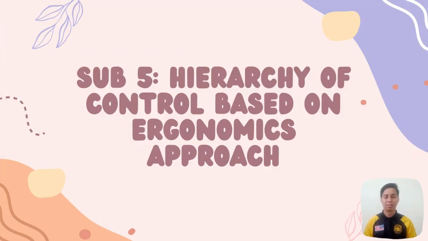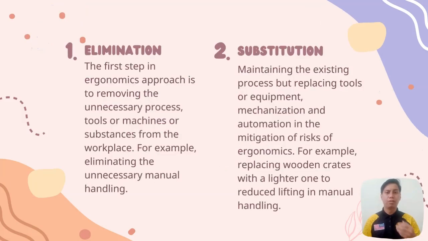Assalamualaikum warahmatullahi wabarakatuh. Next, we will go through our fifth subtopic, which is hierarchy of control based on the ergonomics approach. The first step in the hierarchy, which we need to focus on, is elimination, which means to remove the unnecessary process, tools, machine, or substance from the workplace. Next is substitution, which is also known as replacing tools or equipment to mitigate the risk of ergonomics.